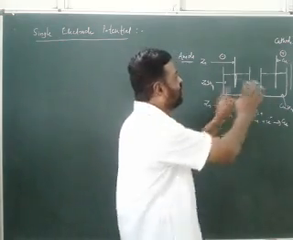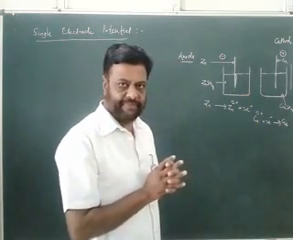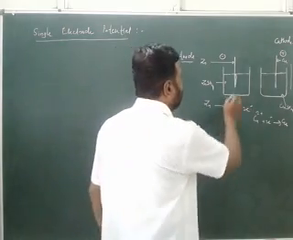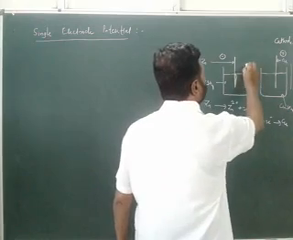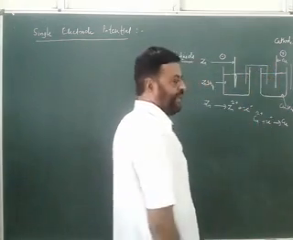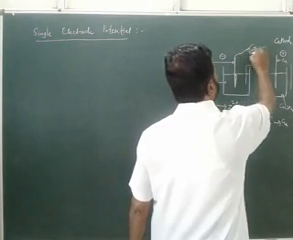So these are the two half cells. And these two half cells are combined with the help of a salt bridge, and externally by a metallic wire.